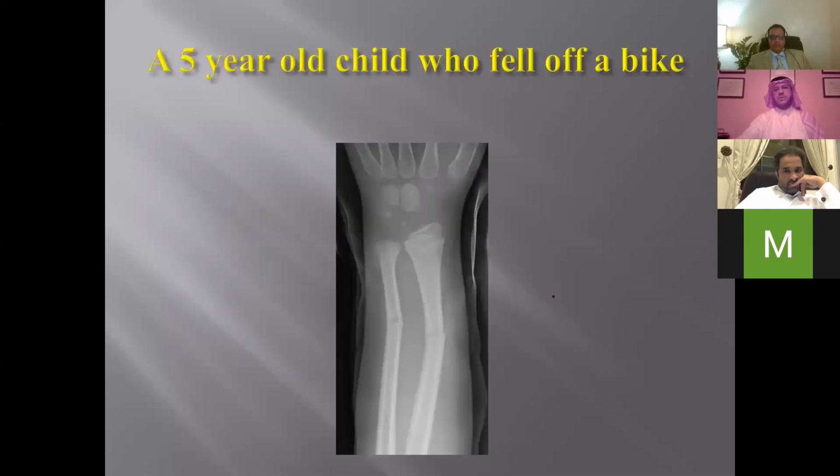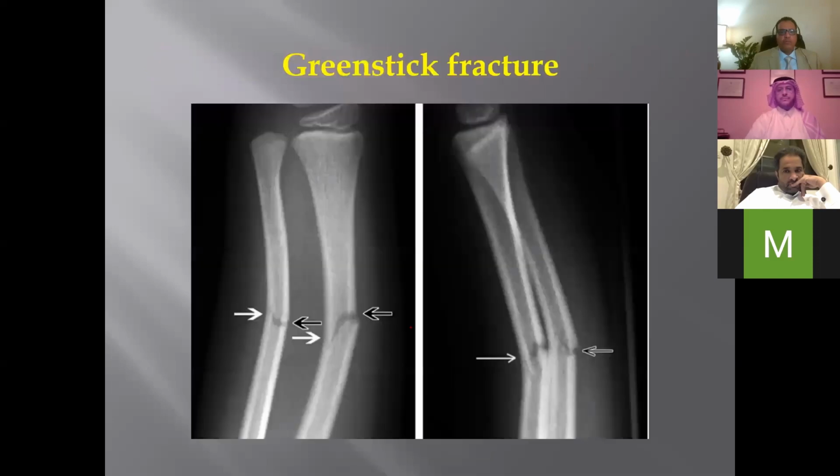Okay, so let's go to the next case. It's a 5-year-old child who fell down from a bike, and this is his AP X-ray of the forearm. So there is something broken here and here, and if you focus more and more, there is disruption of the cortex or periosteum here, and the opposite side is intact, as you see here. Okay, this is what we call a greenstick fracture.